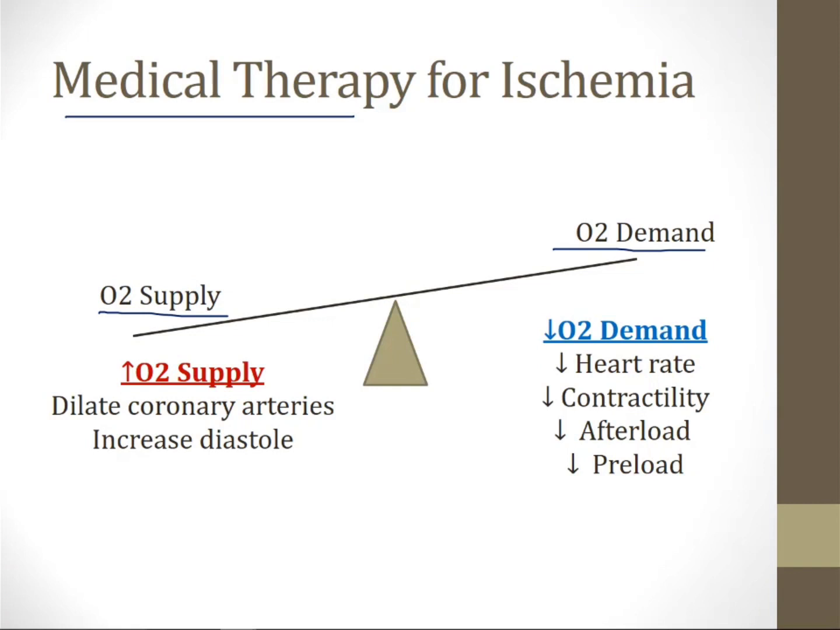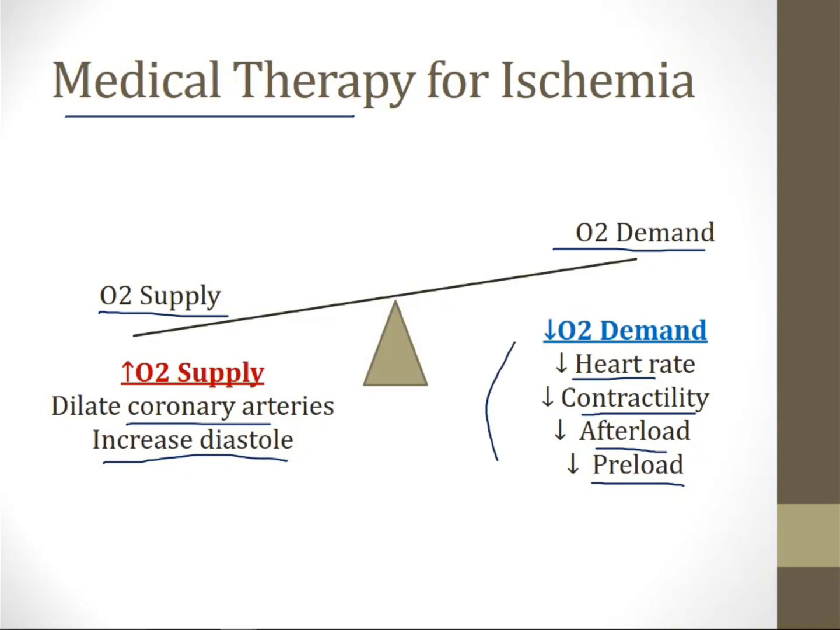Ways that drugs can raise the O2 supply is by dilating coronary arteries or increasing the time of diastole. Remember, the coronary arteries are mostly perfused in diastole, so the longer the period of diastole, the more perfusion of the myocardium. Ways that you can decrease demand with drugs in terms of ischemia are to lower the heart rate, lower contractility, or decrease the afterload or preload.